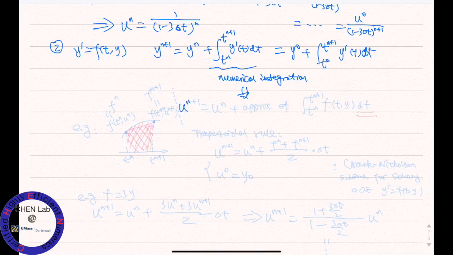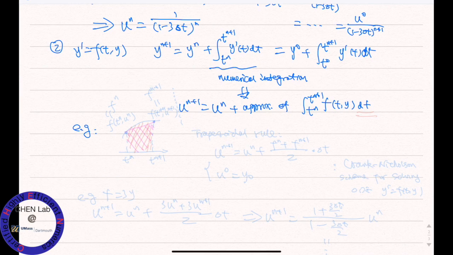Now, at the moment you're using numerical integration, you're only talking about approximation. Okay, u_{n+1} is equal to u_n plus the approximation of the integral from t_n to t_{n+1} of that y prime. We know y prime. We're integrating y prime, but we're given the ODE f(t, y), dt.